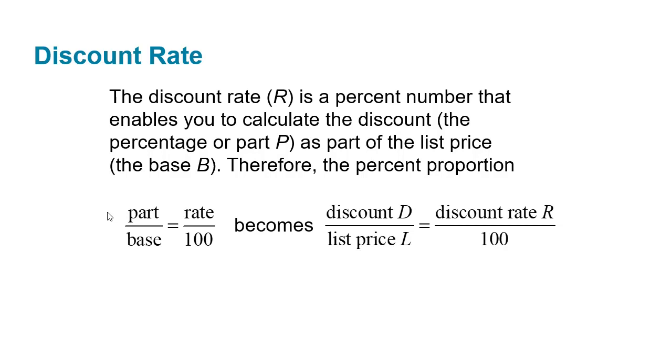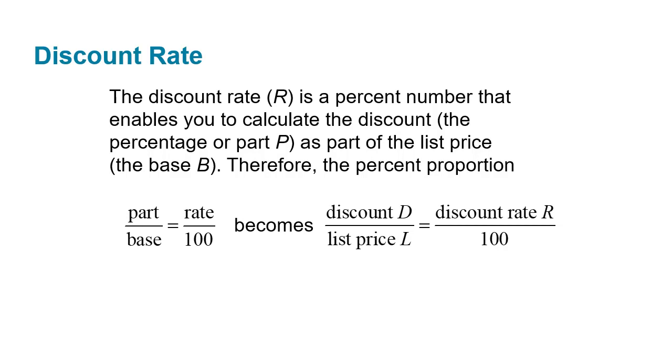Now the discount rate is a percentage number that enables you to calculate this discount as part of the list price. So the percent proportion, the way we can set it up, is the part over the base equals the rate over the 100, right? We've done this before. All right, so the discount rate.